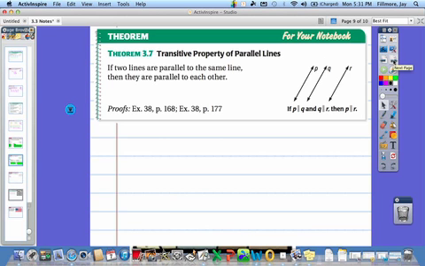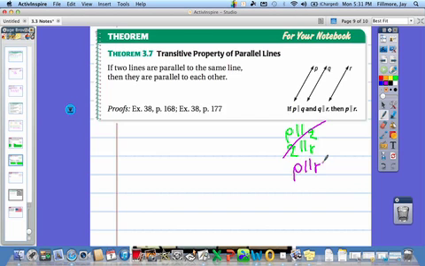The last thing is the transitive property of parallel lines. If 2 lines are parallel to the same line, they're parallel to each other. So if I were to say these 2 lines are parallel, P and Q, and Q is parallel to R, then P is also parallel to R. We can cut out the middleman. Transitive property. Cut out the Q's and just leave P is parallel to R. That's our transitive property of parallel lines in a quick nutshell.